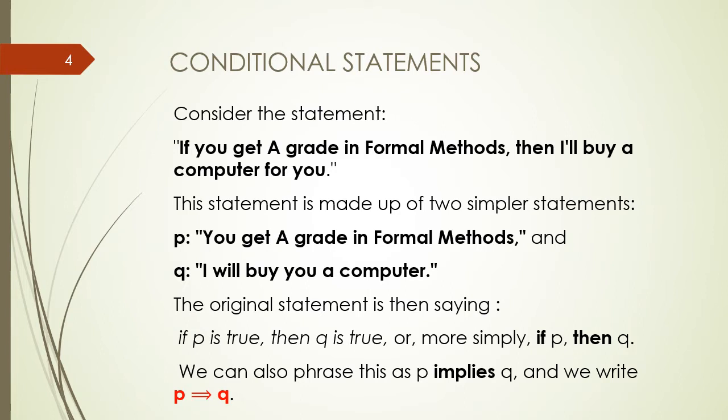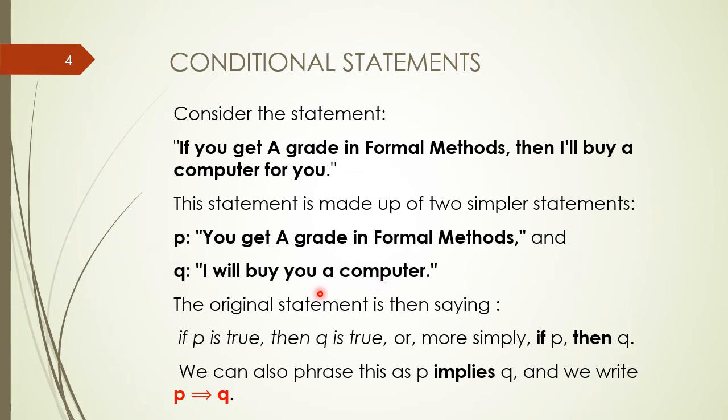In order to understand what a conditional statement looks like, let us consider an example. If you get an A grade in formal methods, then I will buy a computer for you. This statement has two parts, and we represent both parts symbolically. The first part is represented by symbol P, which is: you get an A grade in formal methods, and the second part is represented by symbol Q: I will buy you a computer.